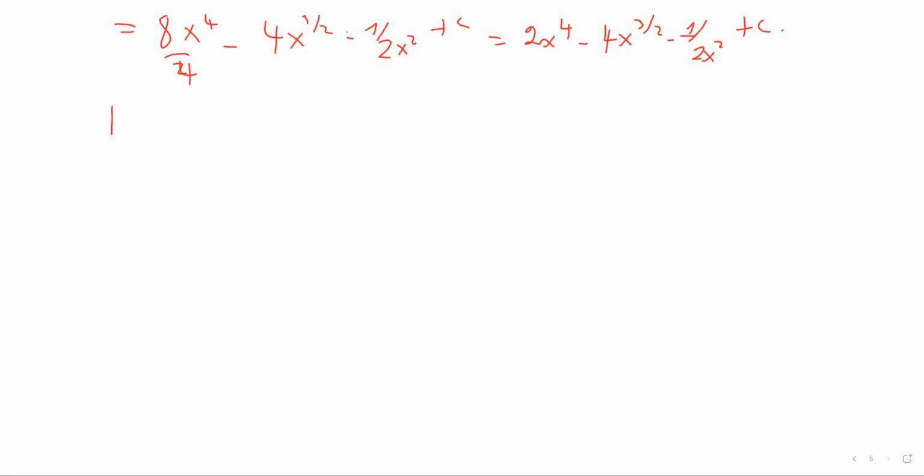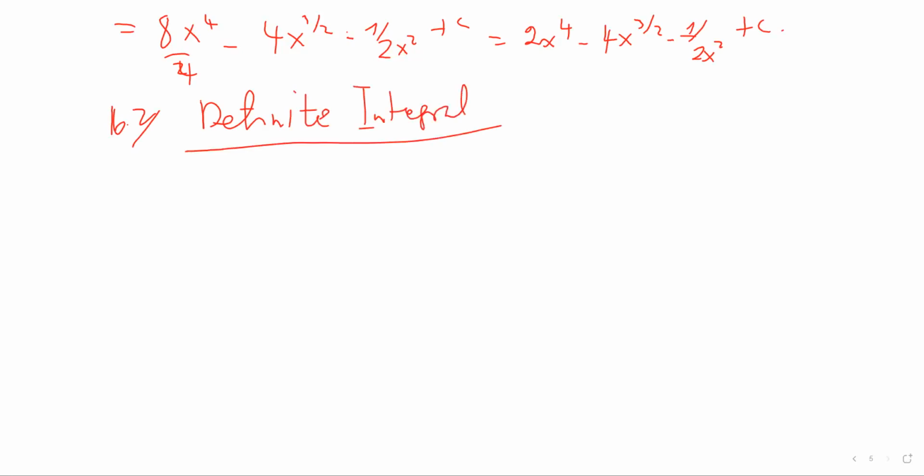Then, of course, we have the definite integral. So for the indefinite integral, we said that the integral of the function f of x will give us a big F of x plus c.